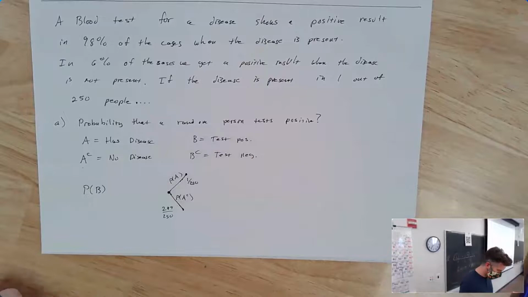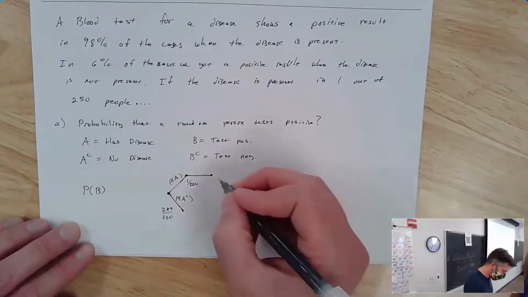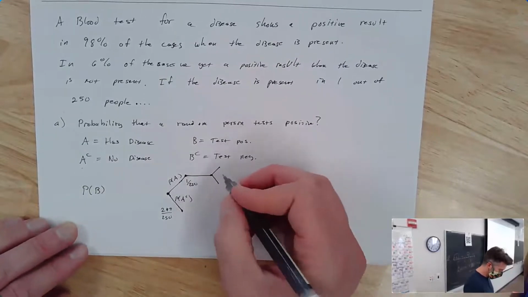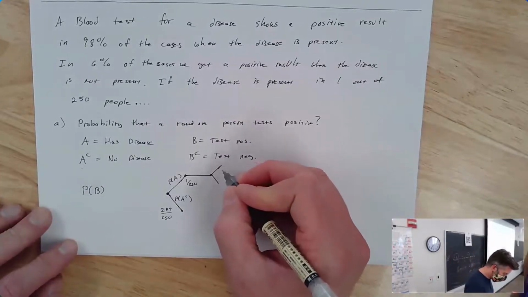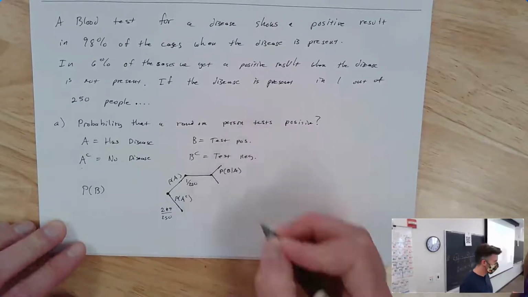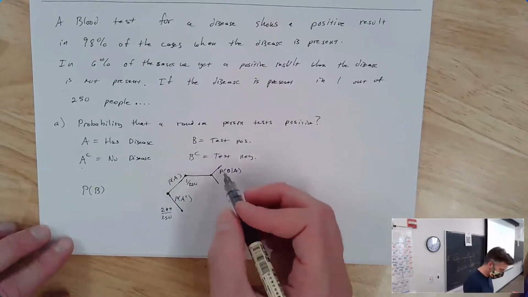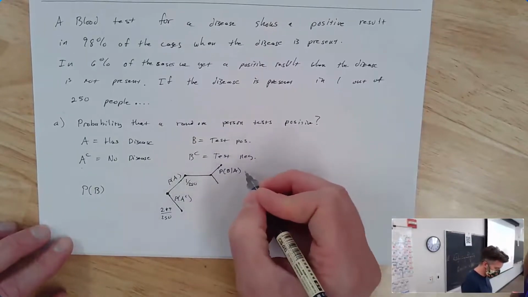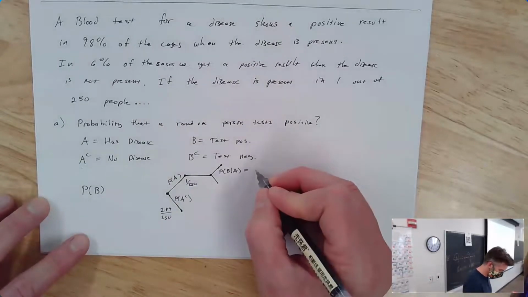And then from there, one of two things can happen. They can either have a positive test or have a negative test. So I'm not going to write probability of B though, because it's not just the probability of B, it's the probability of B given A. Right? It's already true that the person has the disease. Now we want to find the probability of B given they have the disease, which we know. The probability of a positive test given the disease, we were told is 98% or 0.98.